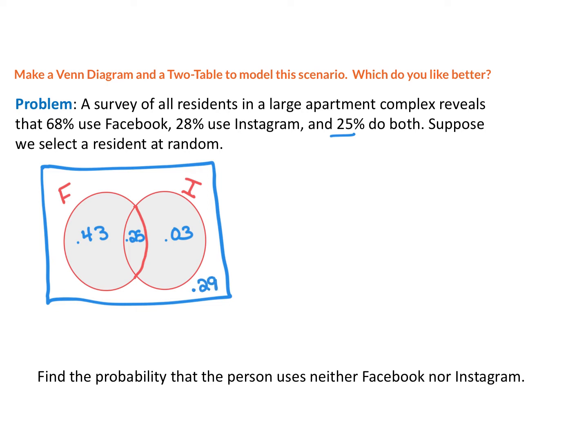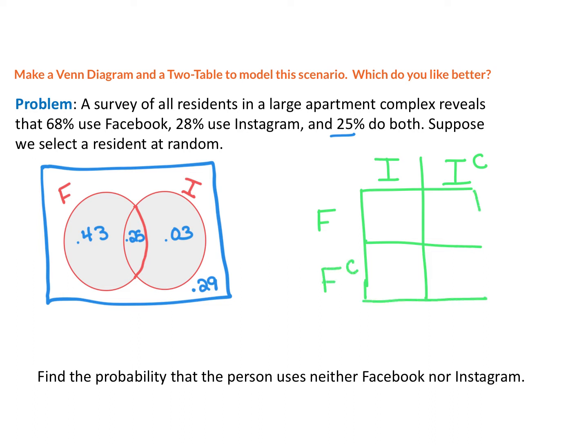Now I want to show you how this relates to a two-way table. So when I set up a two-way table, I'm going to use I for Instagram. So I have some that use Instagram, and then I have some that do not. So I'm going to do Instagram complement. Okay, and then similarly, I've got people that are using Facebook, and then people who are not using Facebook, so Facebook complement. And you'll often see that though there will be words written out, but for speed, I'm just going to use this notation, and I think that you'll be with me.